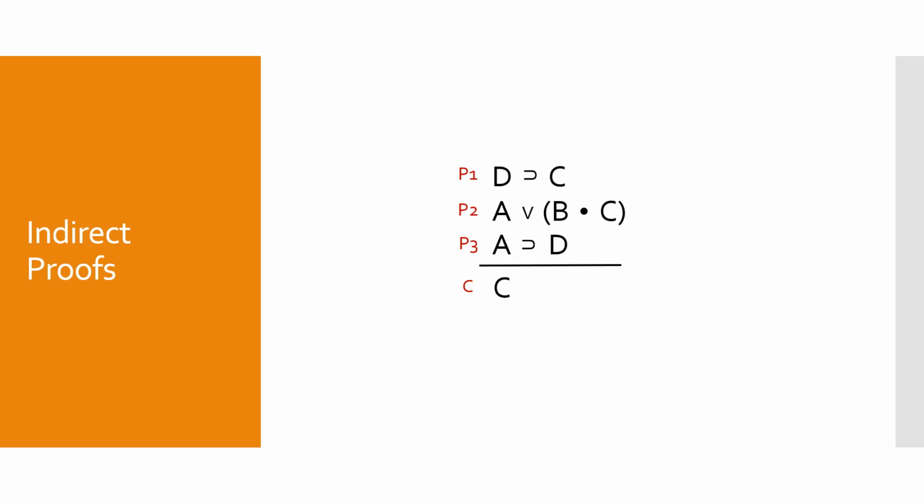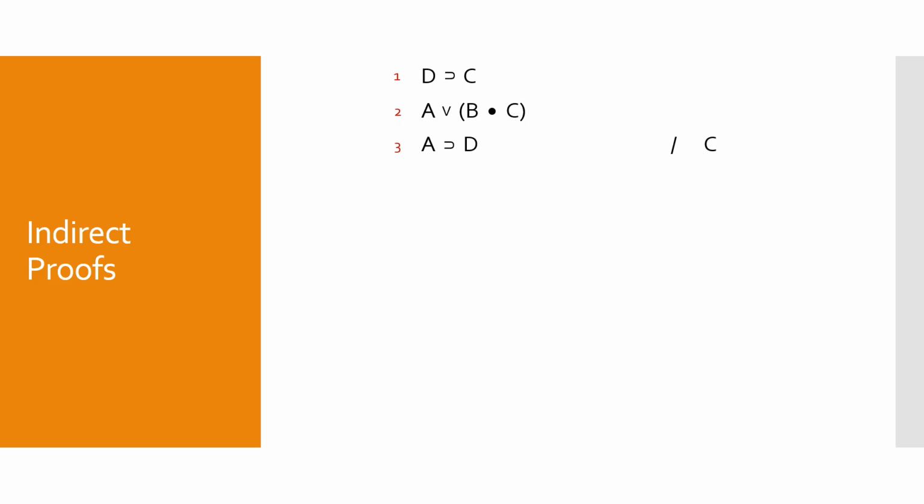Our first premise says if D is true, then C is true. The second premise says it's either A or it is B and C. The third premise says if A is true, then D is true, and then we conclude that C is true. So the first step is to simply set it up like you always would into a proof.